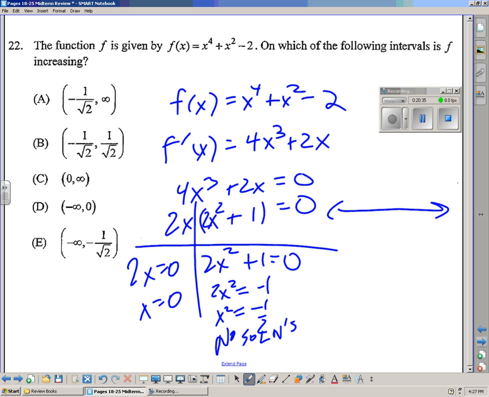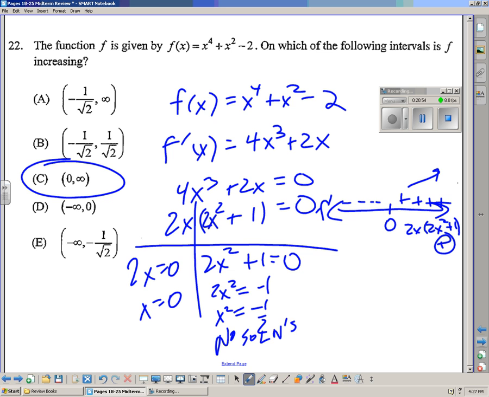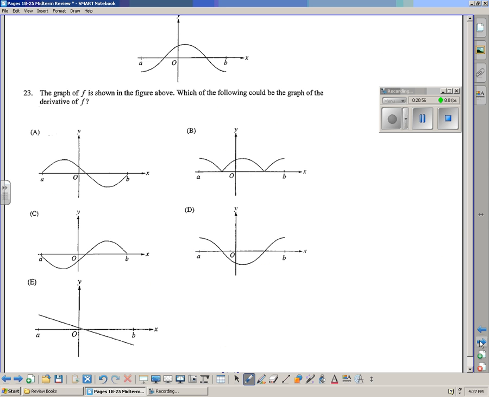So we'll make our number line. Our derivative is 2x times 2x squared plus 1. 2x squared plus 1 is always positive, and so 2x would change signs at 0, being negative, then positive. So we want where the function's increasing. If f prime is positive, we know f is increasing on the interval 0 to infinity. Choice C. Next question.